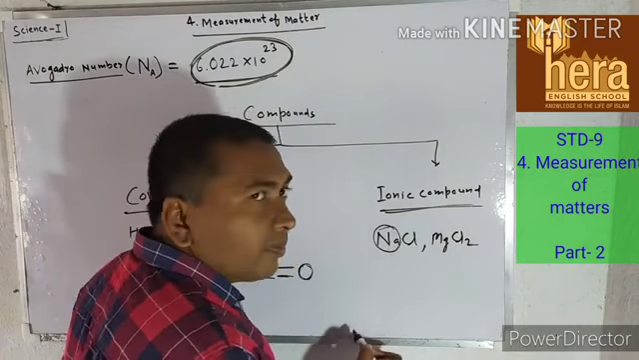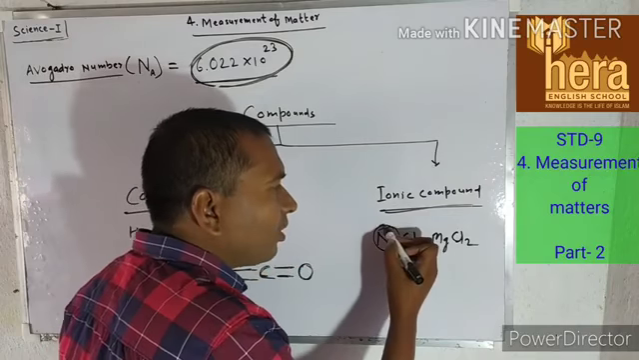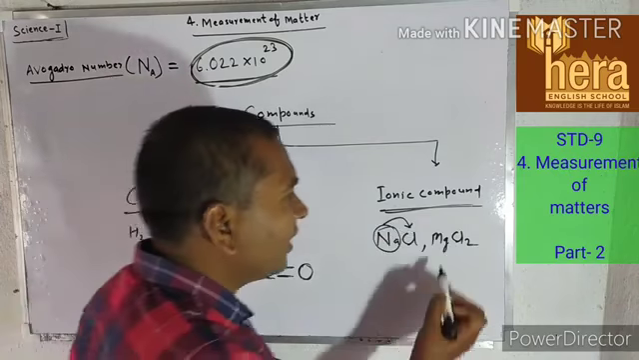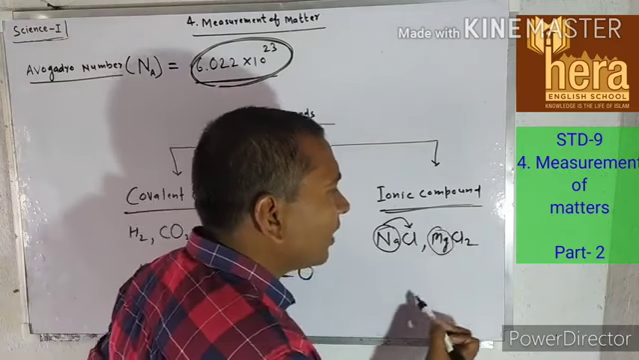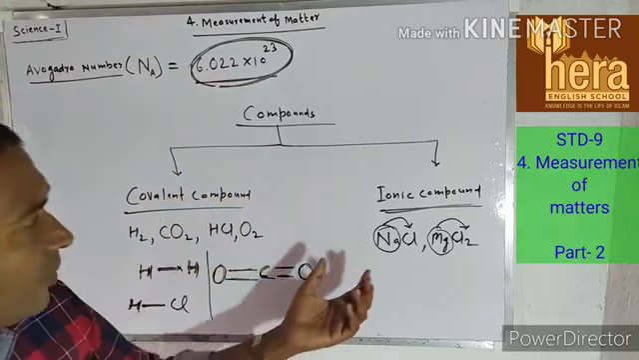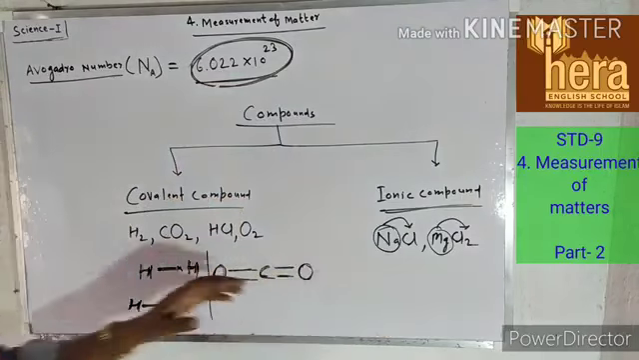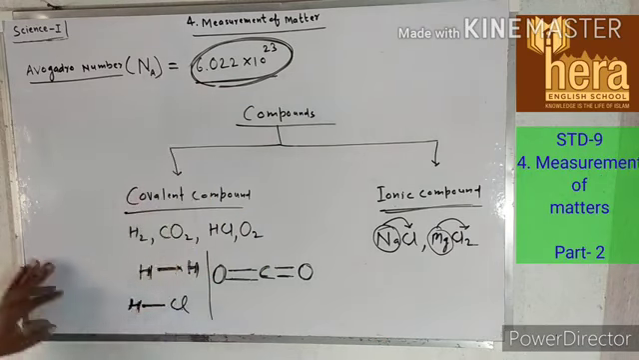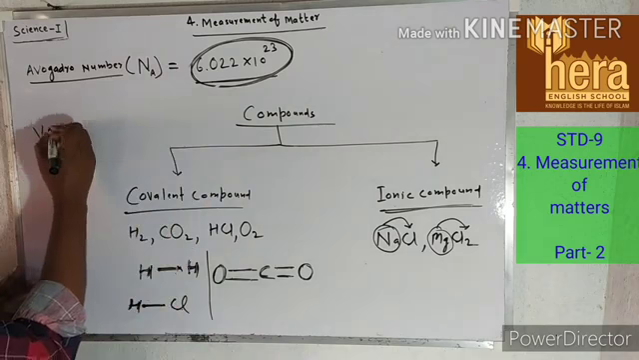sodium atom gives its outermost electrons completely to chlorine atoms. Similarly, magnesium atoms give electrons completely to the chlorine. So I will explain in detail. So what is valency? Next topic is valency.